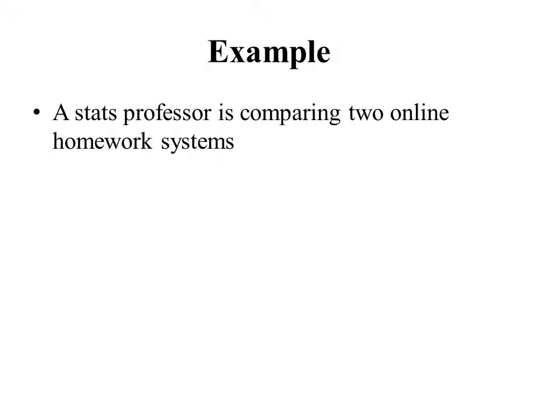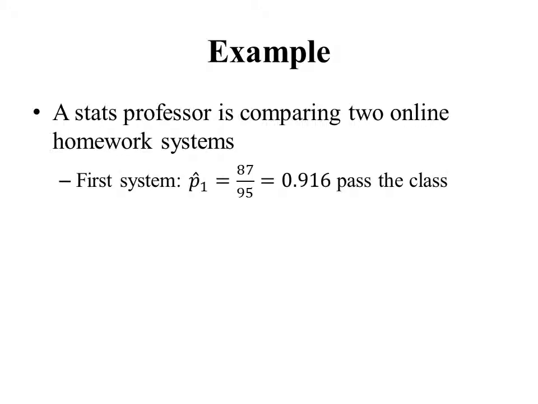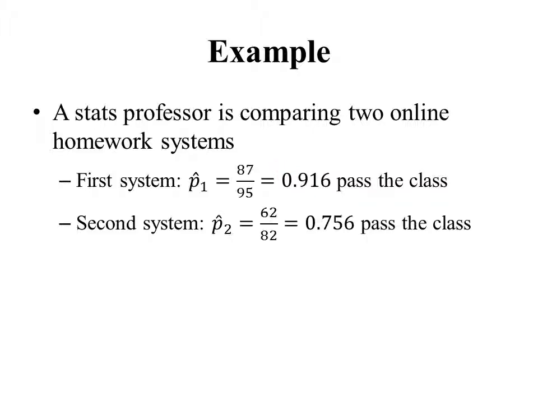So consider a scenario of a statistics professor who is trying to compare two online homework systems. And so she lets 95 students use the first system, and out of those 95 students, 87 pass the class. And so that means about 91.6% of the students in this sample pass the class.